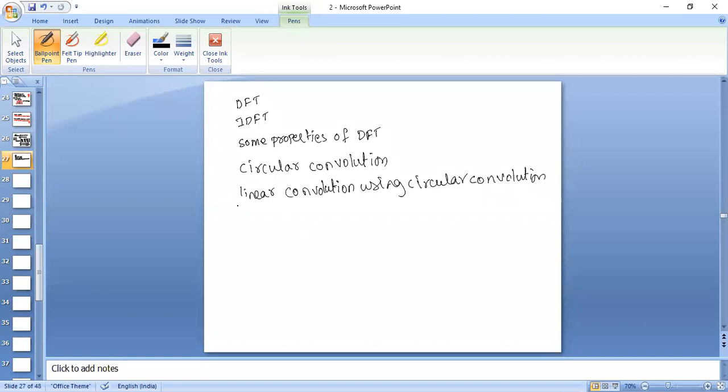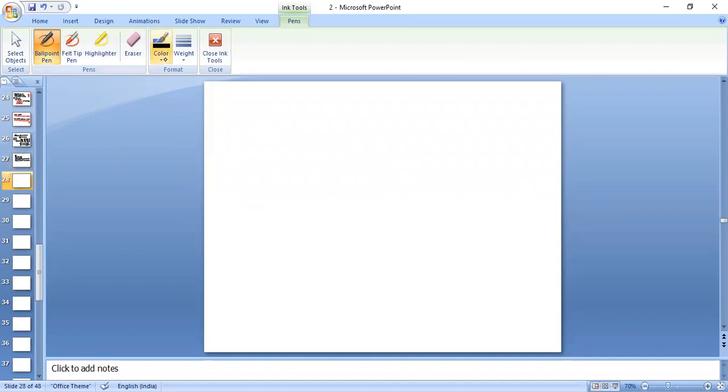And only one topic left here, that is differences between linear and circular convolution. After the discussion of this topic, we can move on to FFT. Okay. First, linear convolution. And circular convolution.